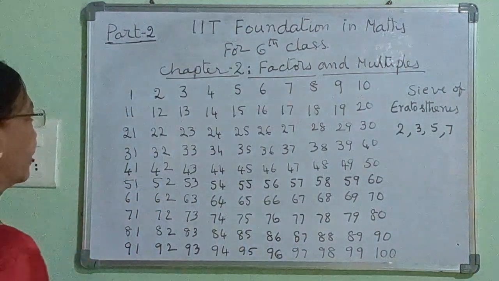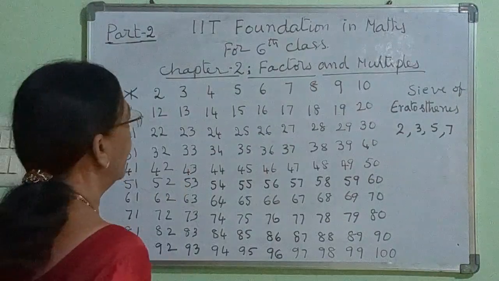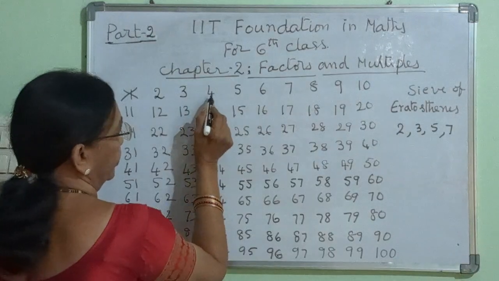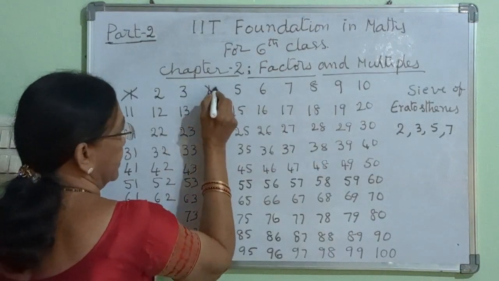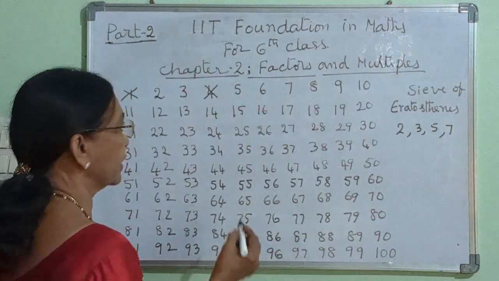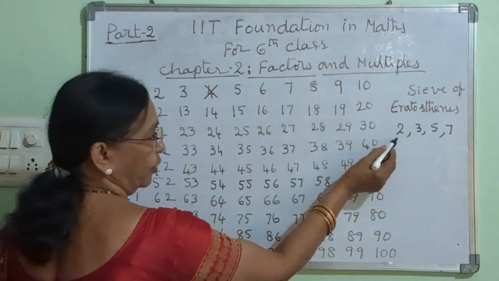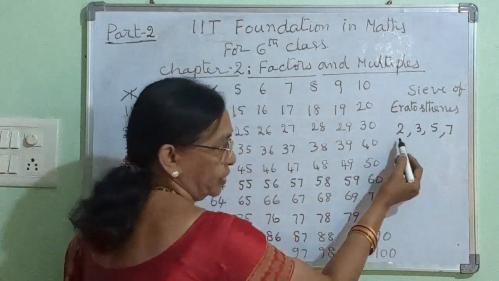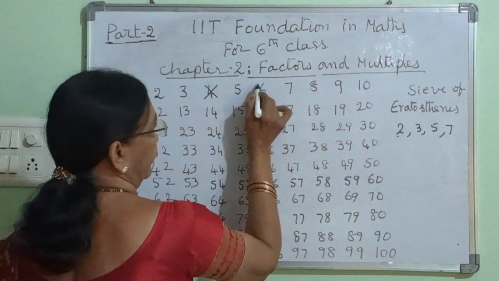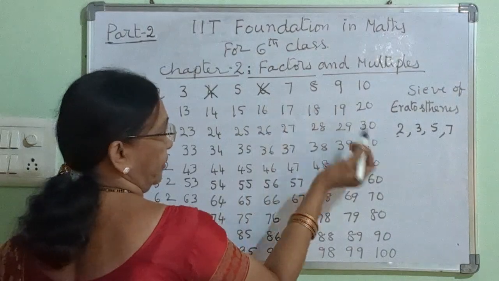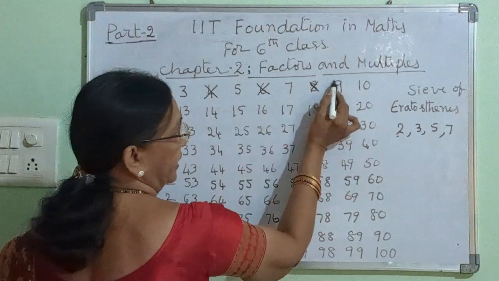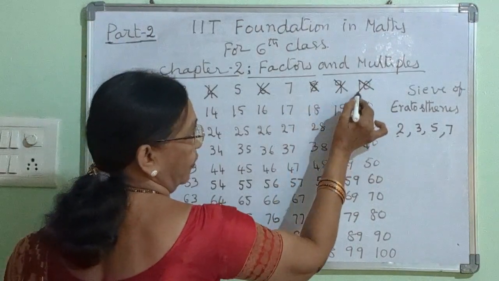So let us see. 1 is neither prime nor composite. 2, 3 are prime numbers. 4 is a multiple of 2, so this is a composite number. A number which is not a prime number is a composite number. And 6 is a multiple of 2. We have to strike out all the numbers which are multiples of 2, 3, 5 and 7 from now. So 6 is a multiple of 2, therefore composite number. 7 is a prime number here. 8 is a multiple of 2, so composite number. 9 is a multiple of 3. 10 is a multiple of 2.